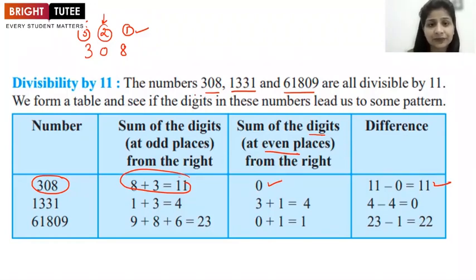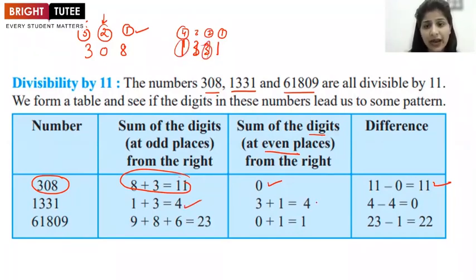1331 is there. 1, 3, 3, 1. So these are the 4 digits: first place, second place, third place and fourth place. So there are 2 even positions, 2 and 4, and 2 odd, that is 1 and 3. So for odd I will take 1 and 3 and add them here. Even is 3 and 1 again. So adding that, the answer is 0.